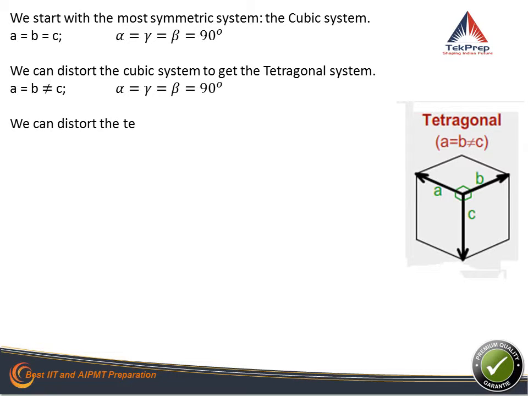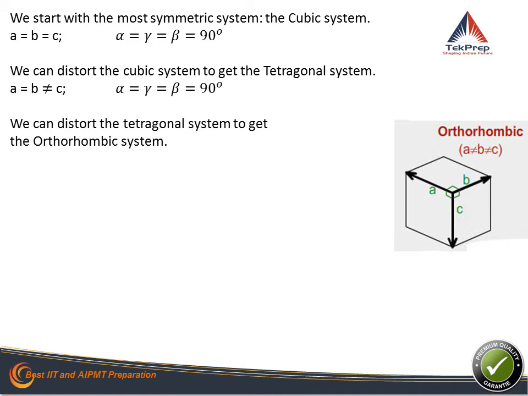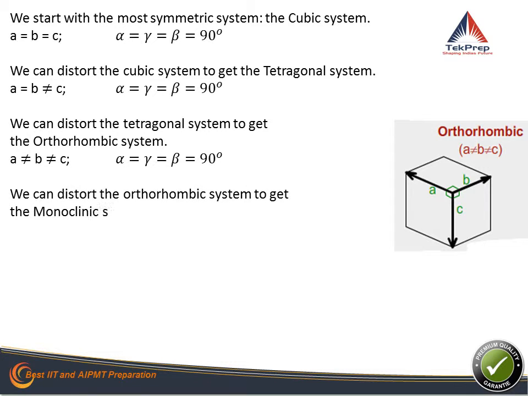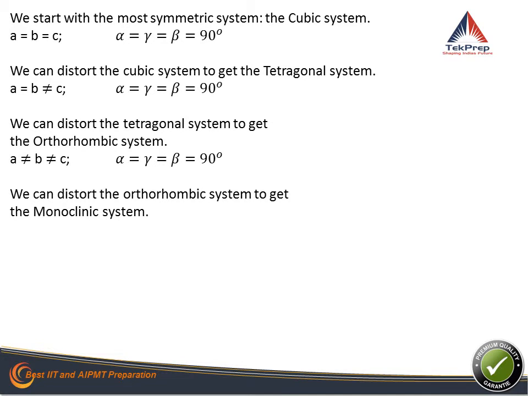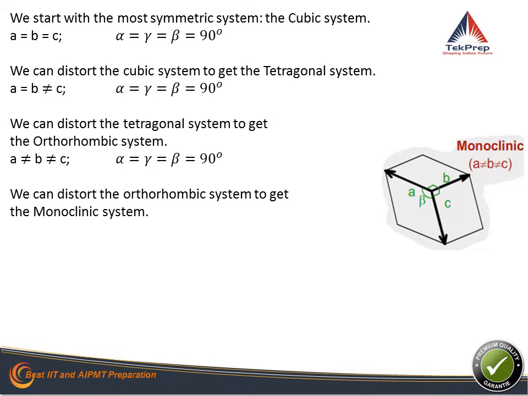And the third system which we get is by distorting the tetragonal system, which is called orthorhombic. Here all the sides are not equal to each other. A is not equal to B, is not equal to C, however the angles still remain the same. Okay, and the fourth one is where we have already distorted all the sides. Now we are moving on to the angles, where all the sides are not equal to each other and one of the angles is not equal to 90 degrees, however the other two still remain at 90 degrees. Such a system, we call it a monoclinic system.